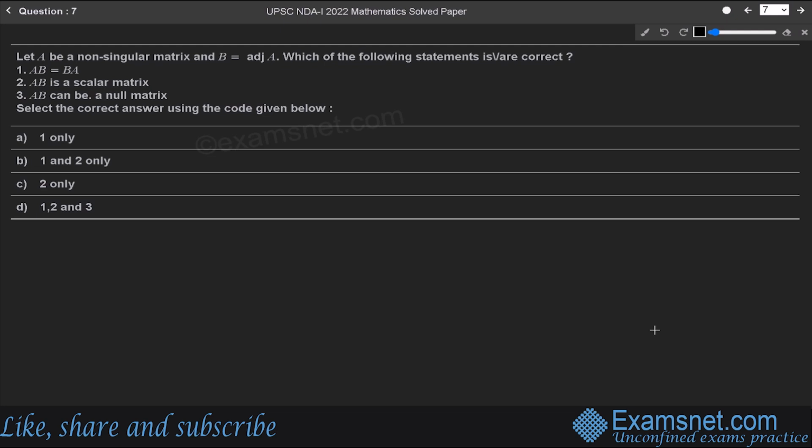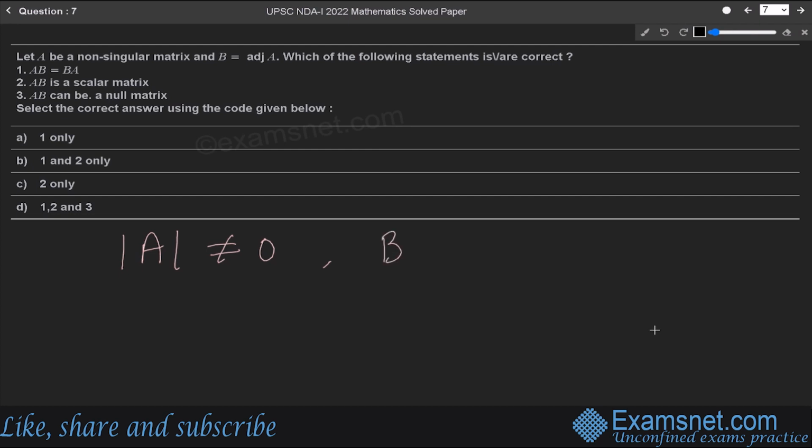Next question is, let A be a non-singular matrix and B is equal to adjoint of A. Which of the following statements is or are correct? Among these three statements, we have to find which are correct. It is given in the question that A is a non-singular matrix. It means that the value of determinant of A is not equal to 0.